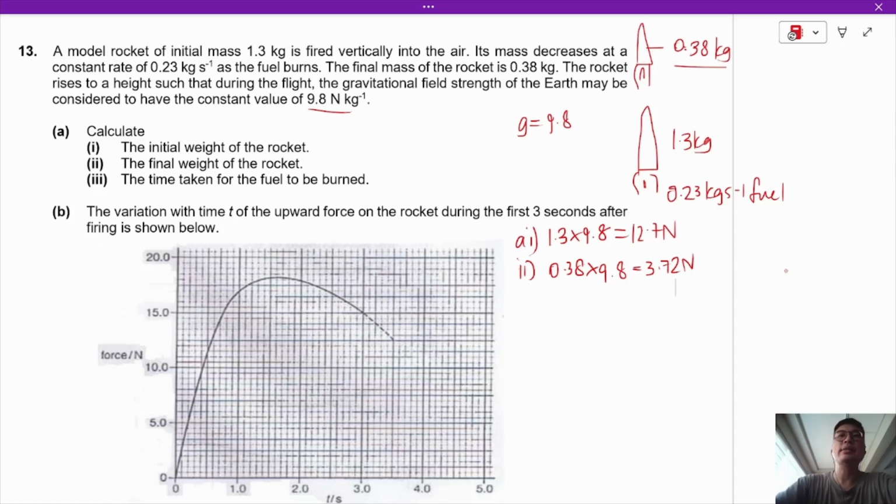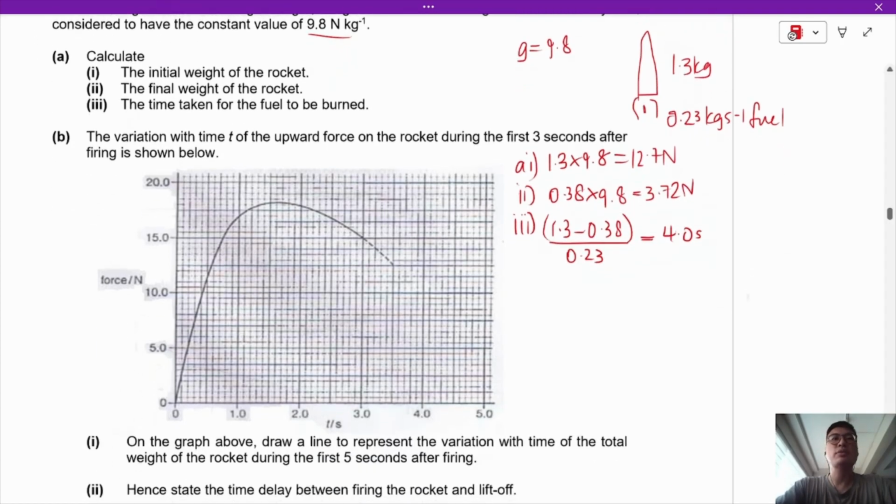And then they ask us to calculate the time for the fuel to be burned. Well, the initial mass is 1.3 kilograms and the final mass is 0.38. So the change in mass will be 1.3 minus 0.38. And then the fuel burns at 0.23 kilograms per second. So the final answer should be around 4 seconds. Right, so the fuel takes 4 seconds to burn.